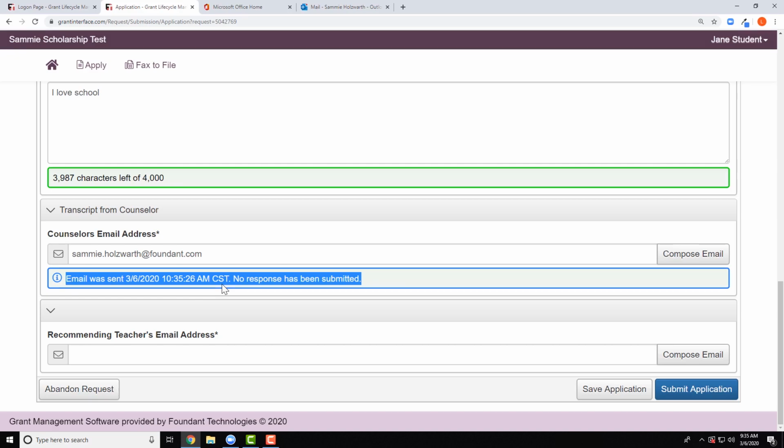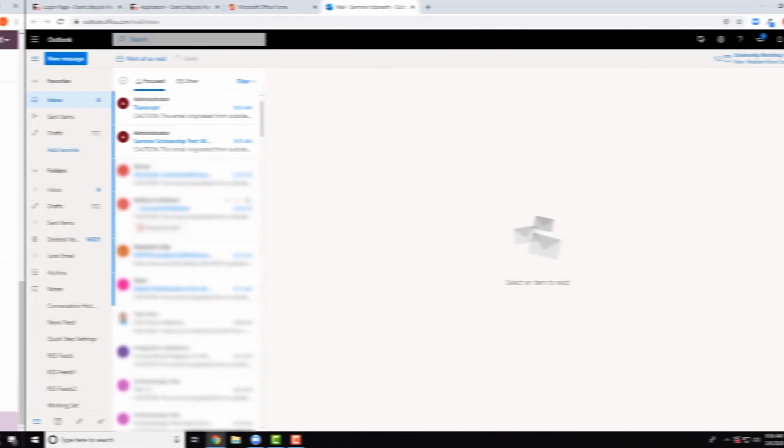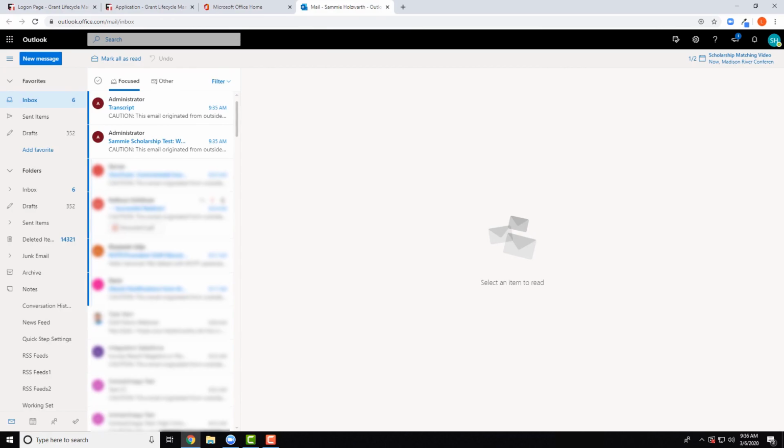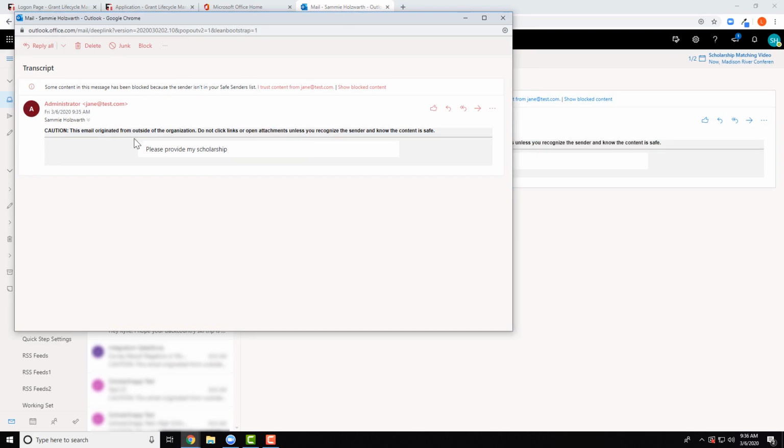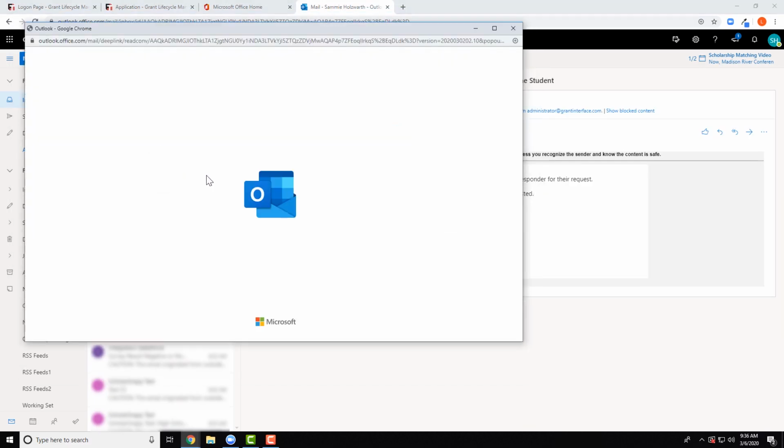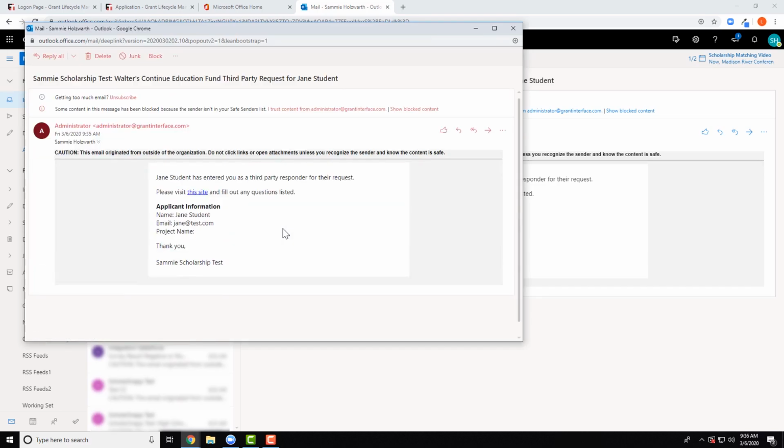Now let's look at this from the third-party perspective. Our third parties are going to receive 2 emails. One from the student providing a more tailored message from them. The other is an email generated from the system. This system will be configured by you at your organization with the information that you would like your third-party recommenders to know about the scholarship process.